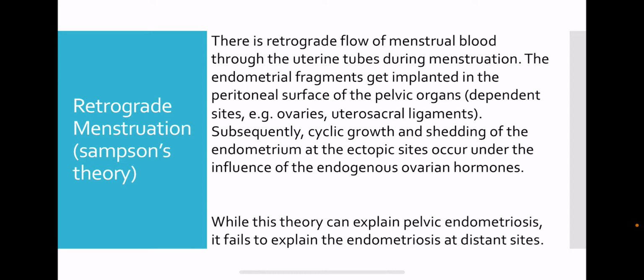But can you imagine the menstrual blood flowing to the brain, or going into the nasal mucosa? This is not possible with this theory. So this theory can explain pelvic endometriosis, but it fails to explain endometriosis at distant sites. The pleura, lungs and all cannot be justified with this theory. So it is just a proposition, it is not accepted. Next we move on.